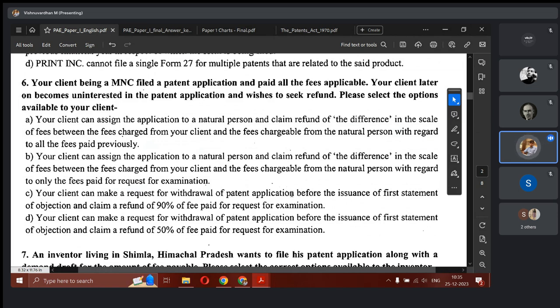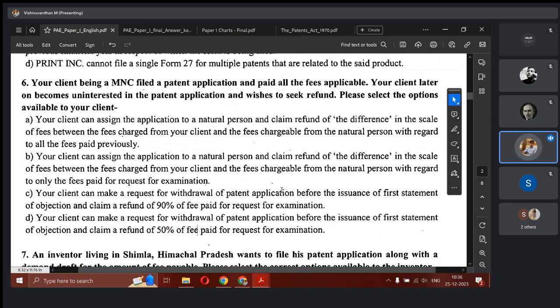This is what I told you, the easiest option, before the issuance of the first statement of objection, and claim a refund of 90% of fee paid for the request of examination. I think this is the correct answer. And lastly, your client can make a request for withdrawal of patent application before the issuance of the first statement and claim a refund of 50%.